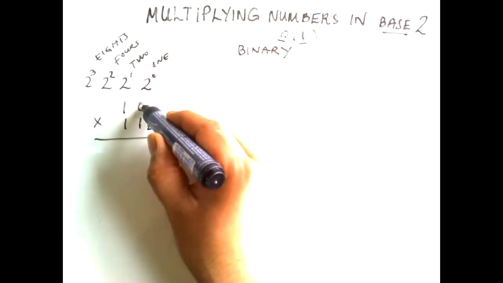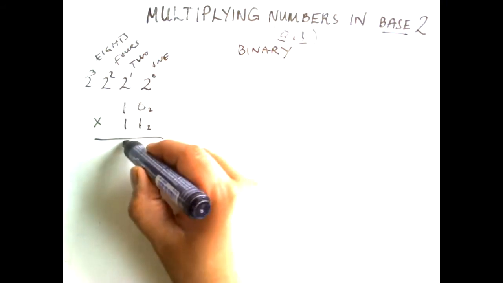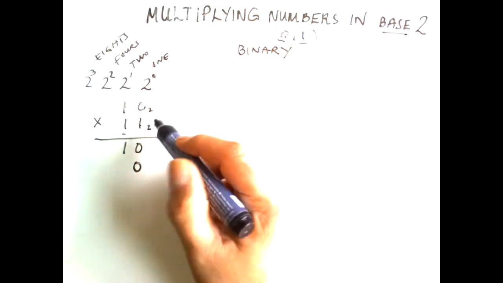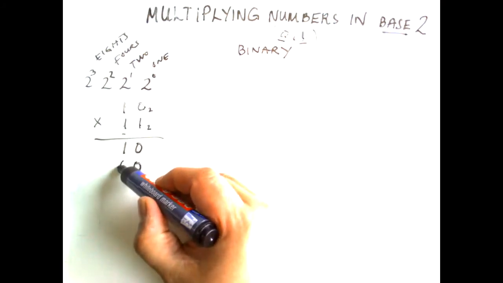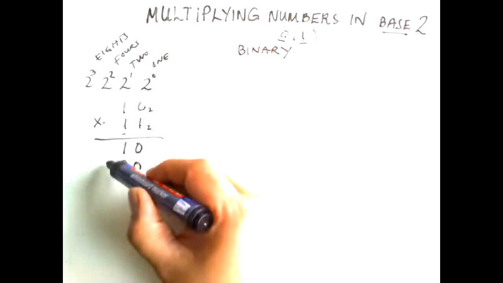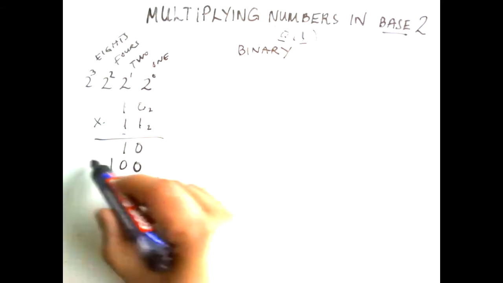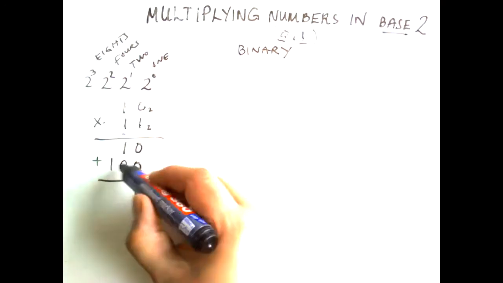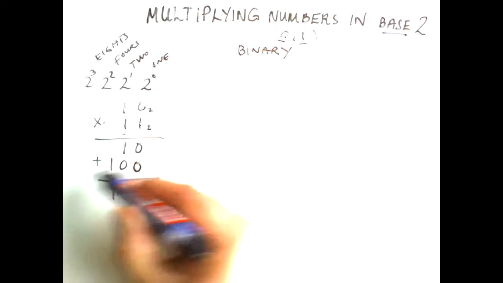1 times 0 is 0. 1 times 1 is 1. We always add 0 before we go to the next higher place value. 1 times 0 is 0. 1 times 1 is 1. And we add them together. We have 0 plus 0 is 0. 1 plus 0 is 1. And then we bring that down. So this is the answer.